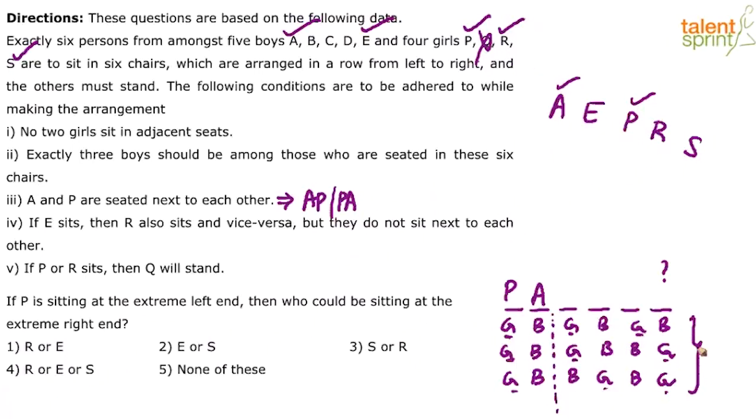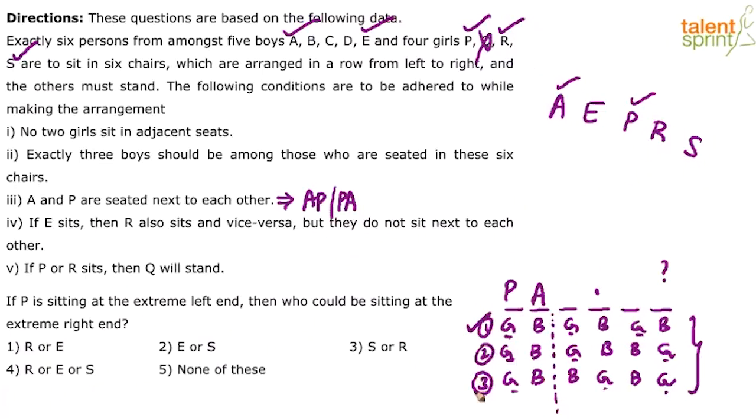Now, if you look at it, let's say, we have to consider all the possibilities, right? So E is the other boy, right? We know that A is a boy, E is a boy, and P, R, S are girls. By any chance, if E comes in this position, let's say E is in this position. So I'm considering case number 1, case 1, case 2, and case 3.